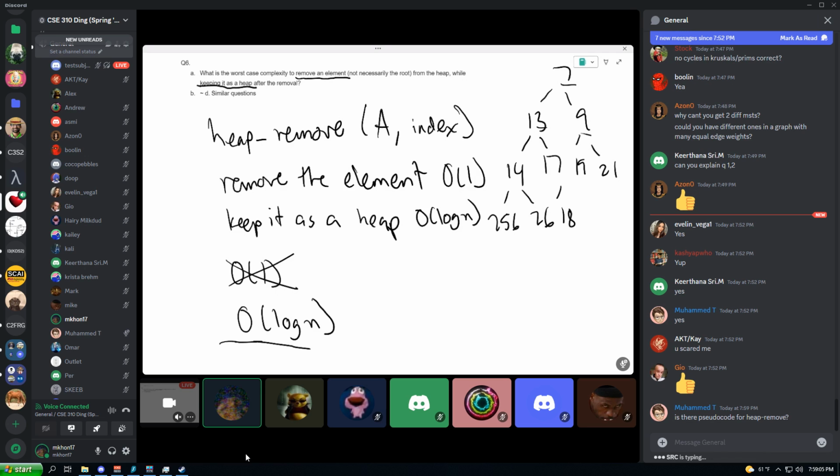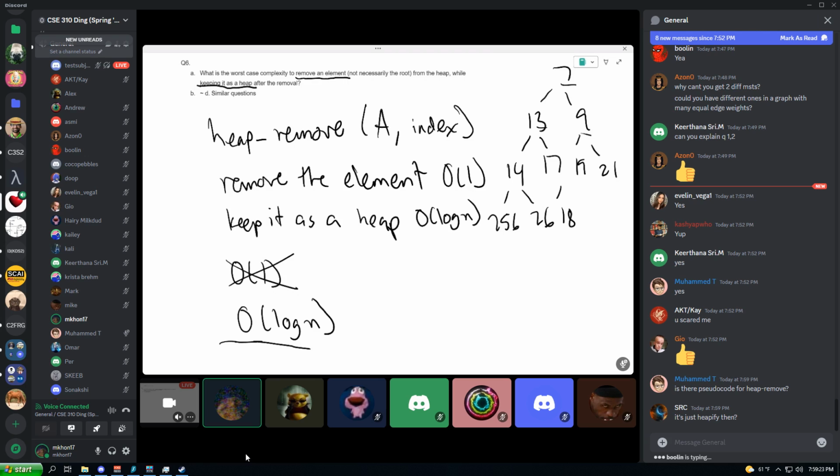Is there pseudocode for heap remove? No, there is not. The best pseudocode you could use is heap extract max or heap extract min. That is essentially heap remove, except you are forced to remove only the root. But in this case, you could use heap extract max or min to support your reasoning as to why heap underscore remove is log n, because heap extract max is an example of that.